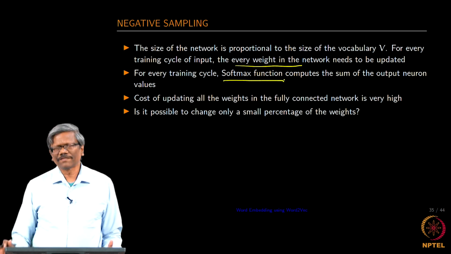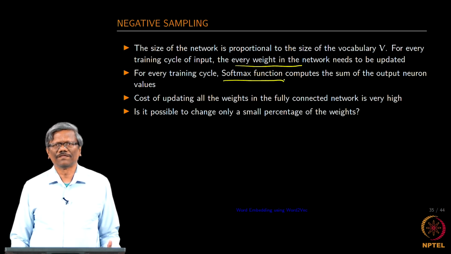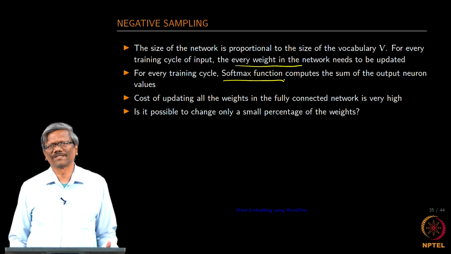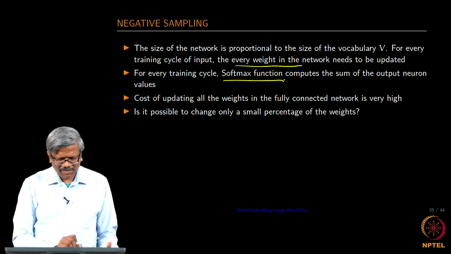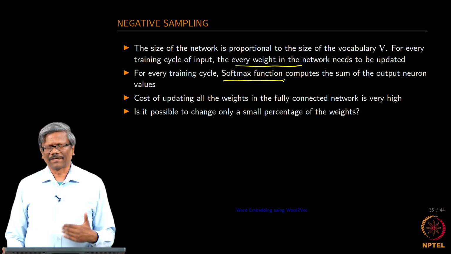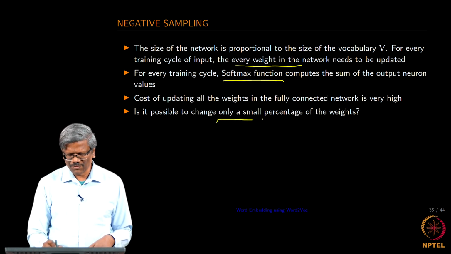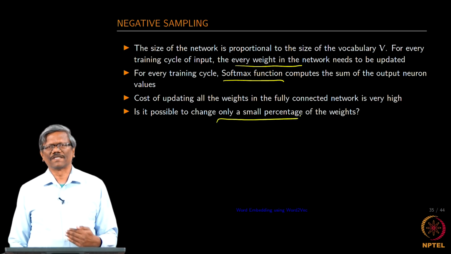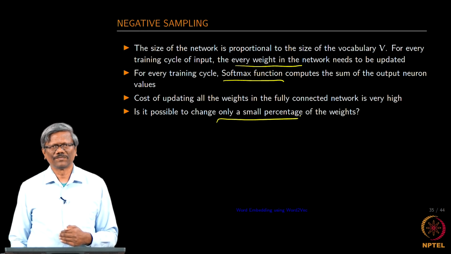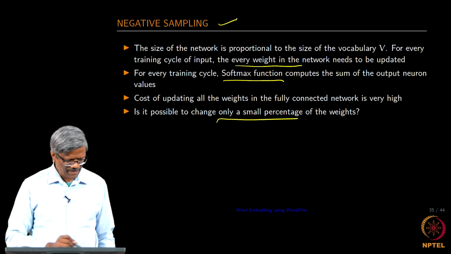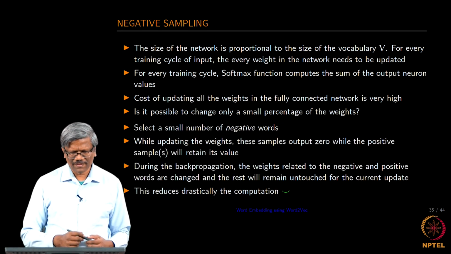And then the softmax function computes the sum of the output neuron values. So it's again a huge computation for us, right? And then the cost of updating all the weights in the fully connected network is very high. So is it possible to change only a smaller percentage of weights? Okay, so that's where negative sampling comes into play, and let's see how this is done.